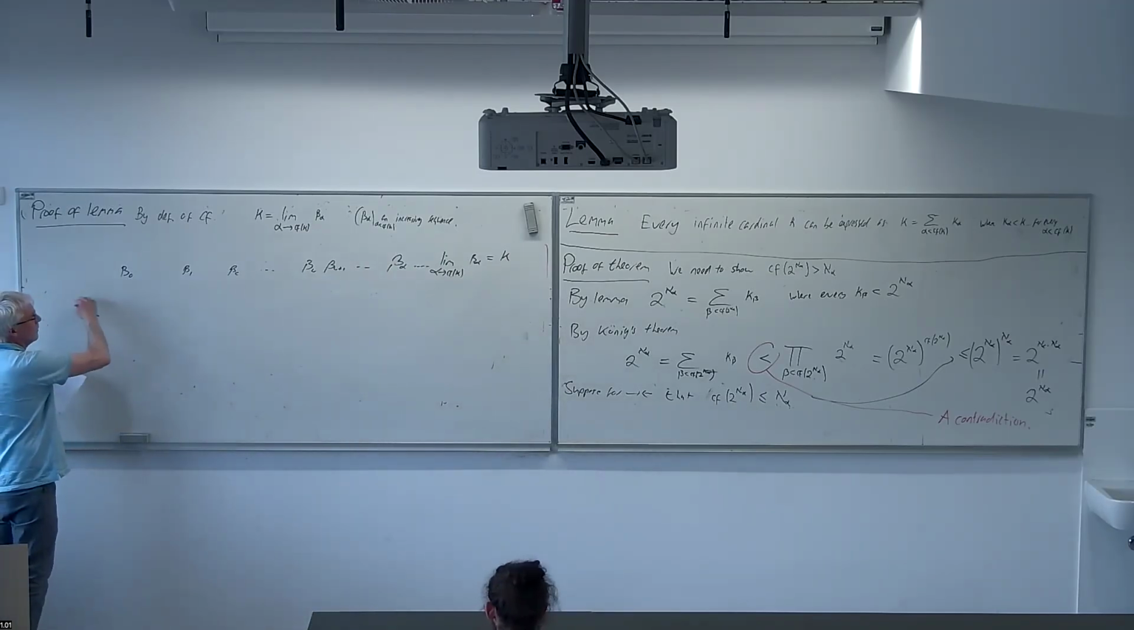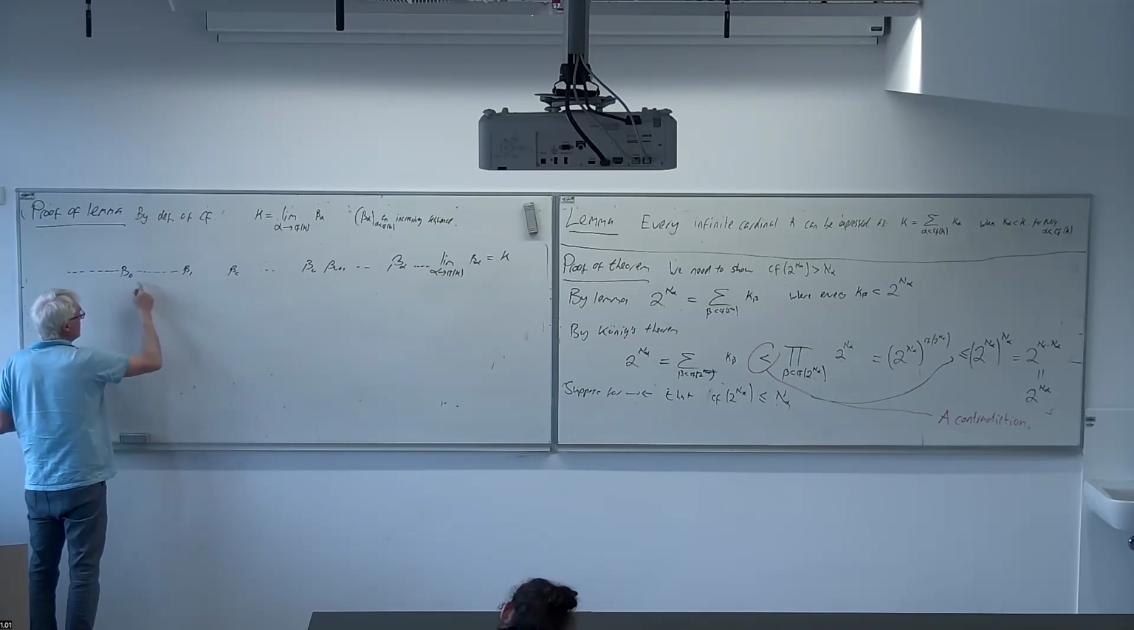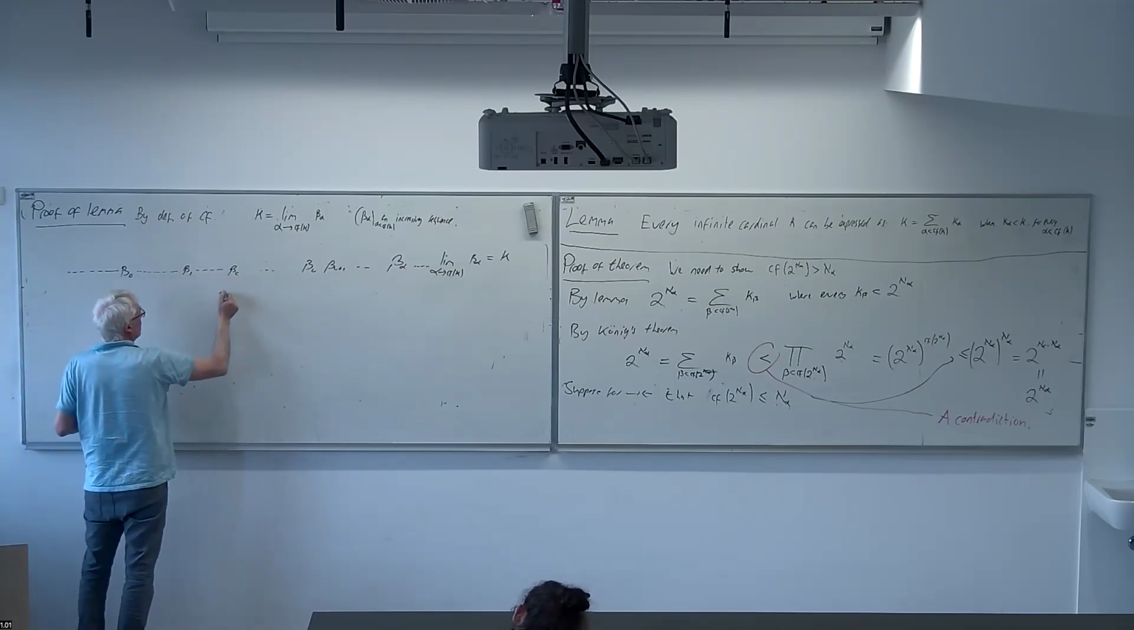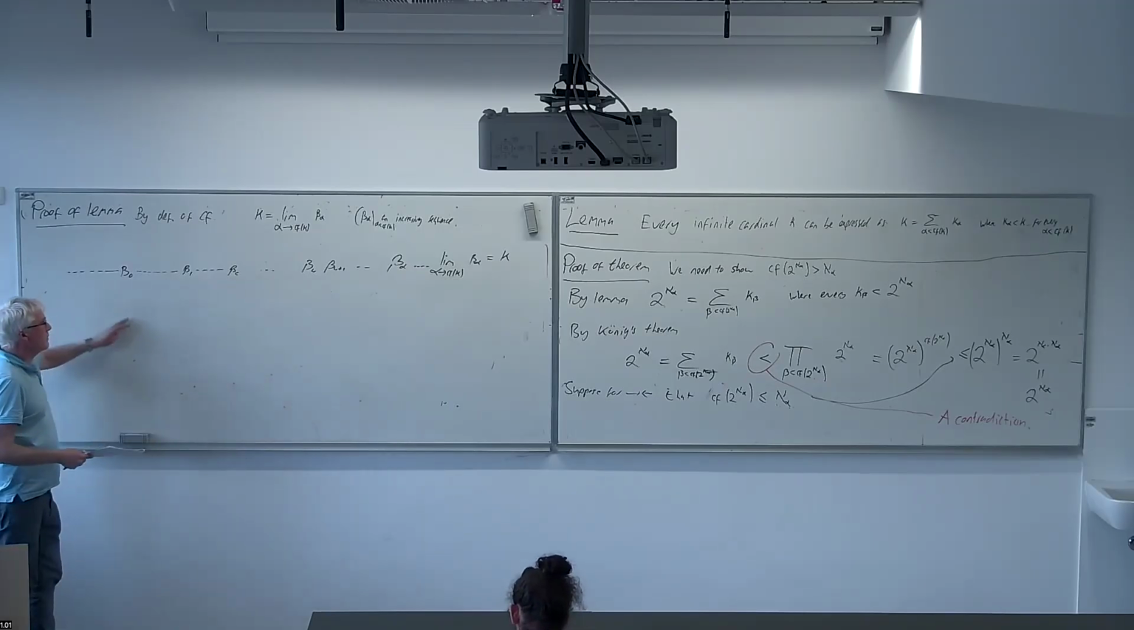And if we look at all the ordinals less than kappa, we've got all the ordinals up to beta 0 here, all the ordinals between beta 0 and beta 1 here, all the ordinals between beta 1 and beta 2 here, and so on. So we can partition kappa.